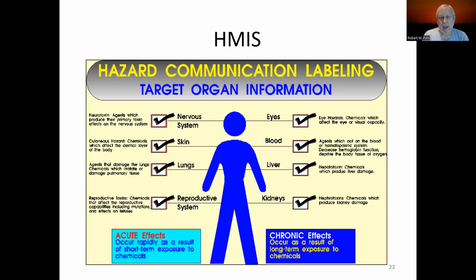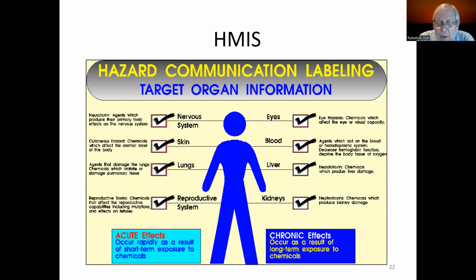Okay, this is hazard communication labeling, target organ information. A neurotoxin affects the nervous system; agents may produce their primary toxic effects on the nervous system. Cutaneous hazard: chemicals which affect the dermal layer of the body, which we call skin. Lungs: agents that damage the lungs, chemicals which irritate or damage pulmonary tissue. Reproductive toxins: chemicals that affect the reproductive capabilities, including mutations and effects on fetuses.